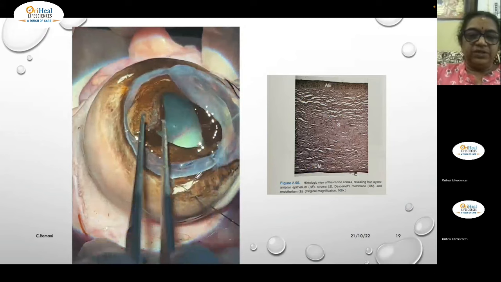See here, you can see this cornea is very thick. So this is the thickness of the cornea. You have the anterior epithelium, a very thin layer, and the major share is by the stromal layer. So this is the stroma, from here to here. Then you have a small Descemet's membrane and then the endothelium.